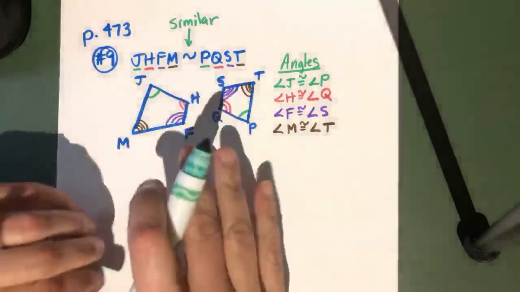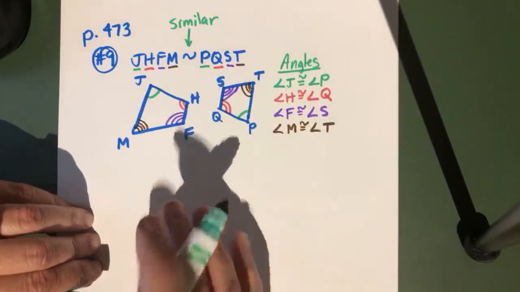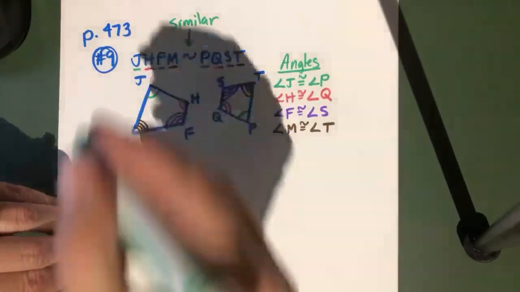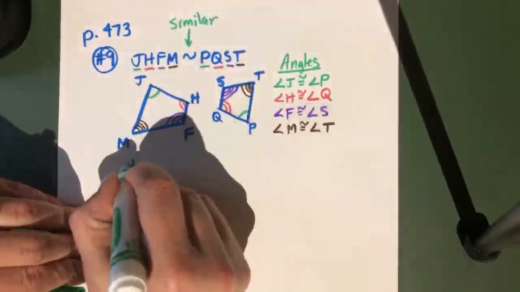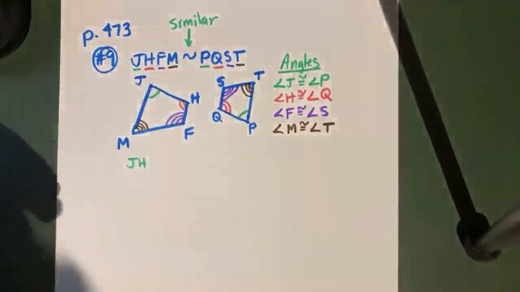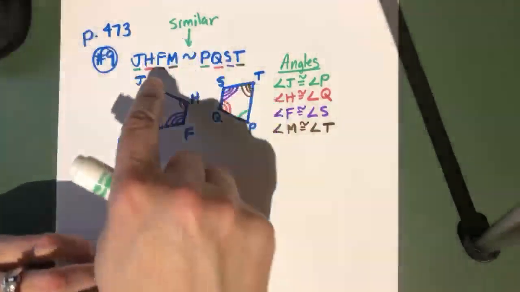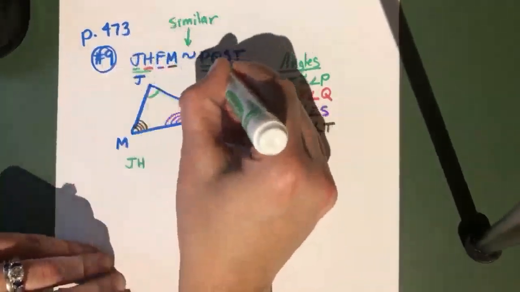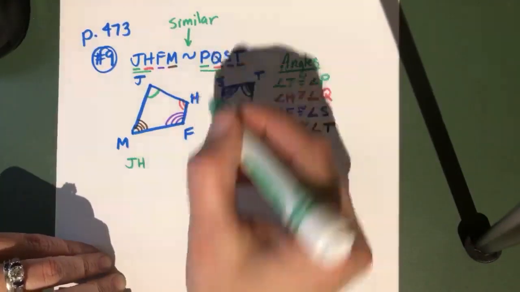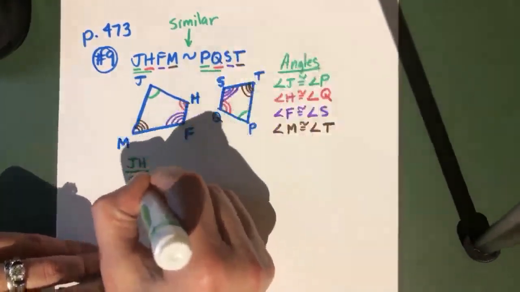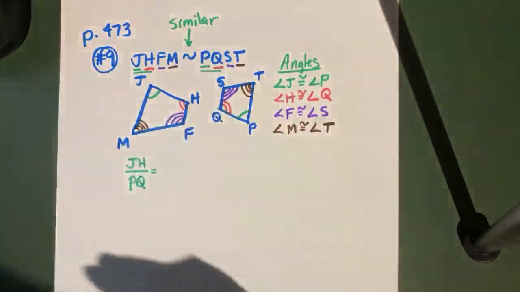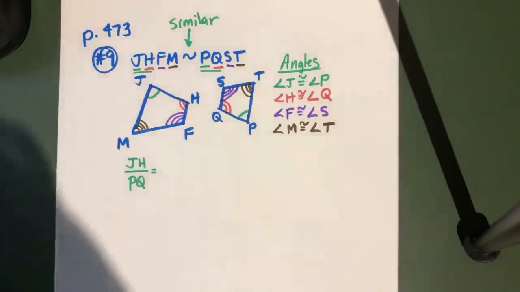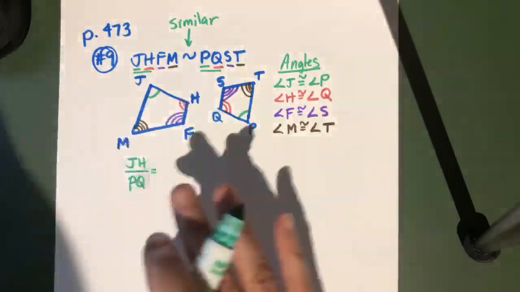All right, so what we're going to do is the same thing we did to match the angles. So JH on this one matches up with PQ on this one. How do I know that? Well, first of all, JH and PQ are in that sequence here, right? So JH over PQ is one of these. Okay, so that's the first one. JH goes with QP because it wants you to write the proportions out.